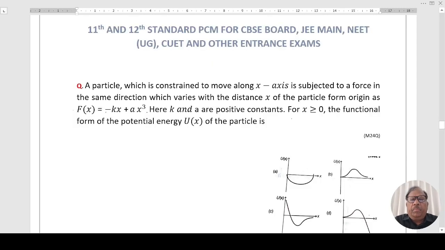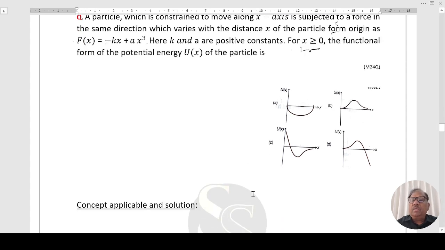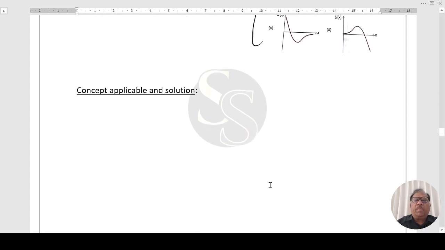Question is, a particle which is constrained to move along the x-axis is subjected to a force in the same direction which varies with the distance x of the particle from origin as Fx equal to minus kx plus ax cube. Here k and a are positive constants. For x greater than or equal to 0, the functional form of potential energy Ux of the particle is, we have to pick the correct graph.